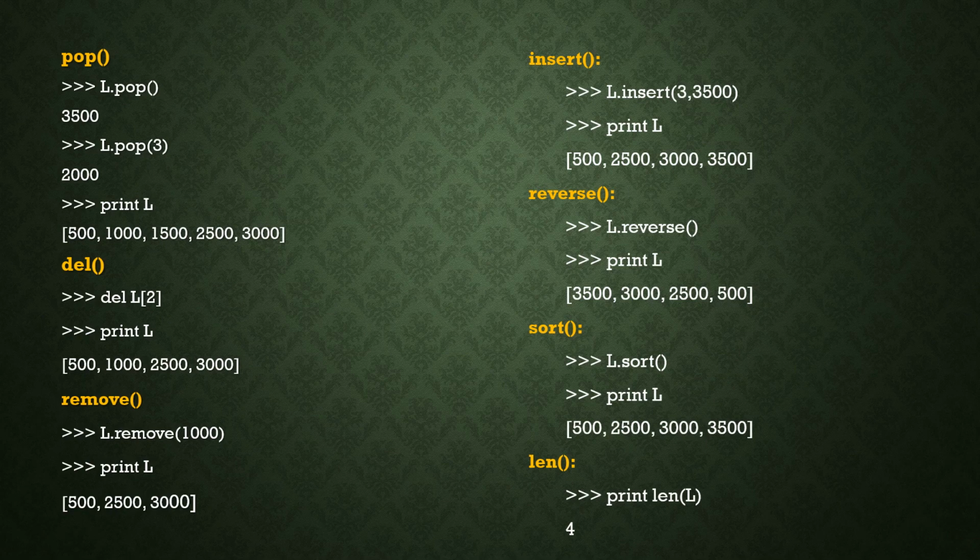Next, the sort function. The sort function is to sort the elements. You know the definition of sorting means arranging elements either in ascending order or in descending order, but here the sort function is used in the sense of ascending order, so it will be displayed in ascending order: 500, 2500, 3000 and 3500. Next function is the len function, print len(L), that is to display the total number of elements available in the list.